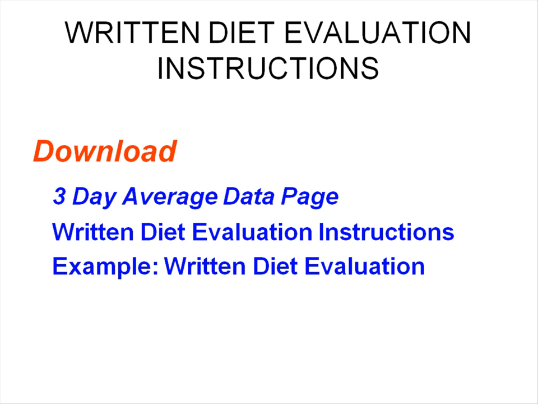There are three documents that you're going to need to look at as you're writing up your evaluation. Number one, your 3-day average data page from your Diet Analysis Plus. You're going to download and print off your evaluation instructions, which you'll find in this lesson, lesson 3. And then a student evaluation, which is an actual write-up that a student did, that shows the format that I would like you to use. Print those three things off and make sure you have them available, and read them carefully before you write your evaluation.